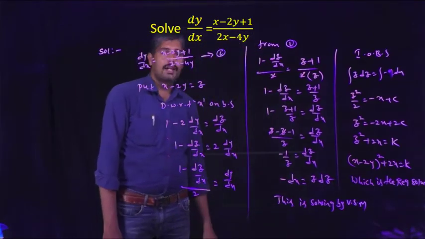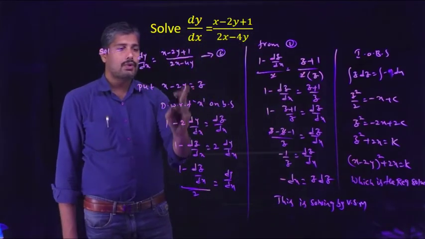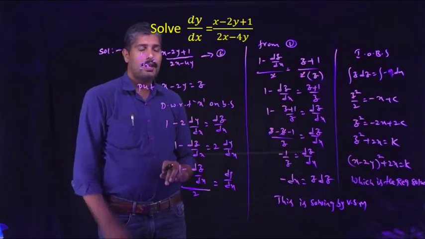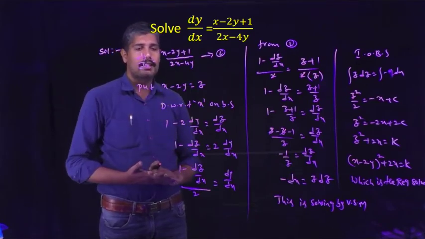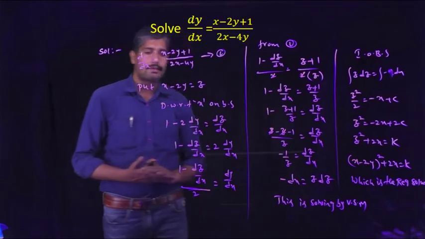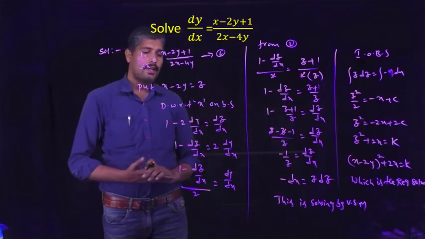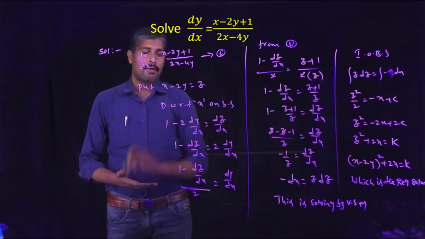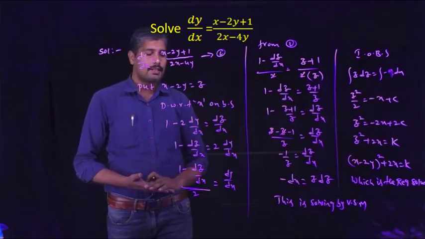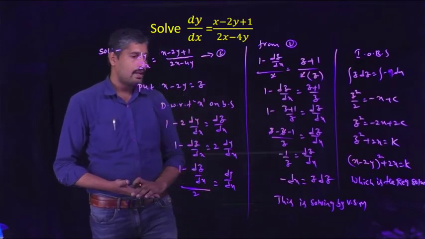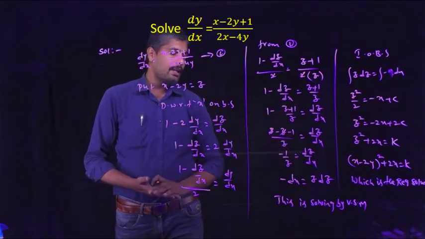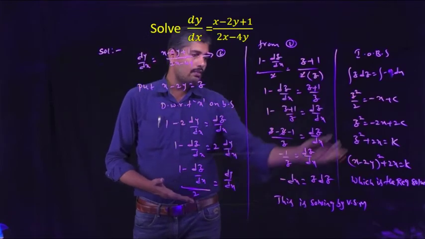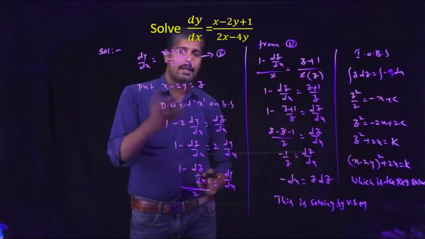Right? See once again, put x minus 2y equal to z. In x and y, separating is not possible. That's why we take x minus 2y equal to z. Then derivative with respect to x, in the place of dy by dx, we substitute here 1 minus dz by dx by 2. Right? We take separating z terms and x terms, then integrating. Lastly, we substitute in the place of z, x minus 2y.